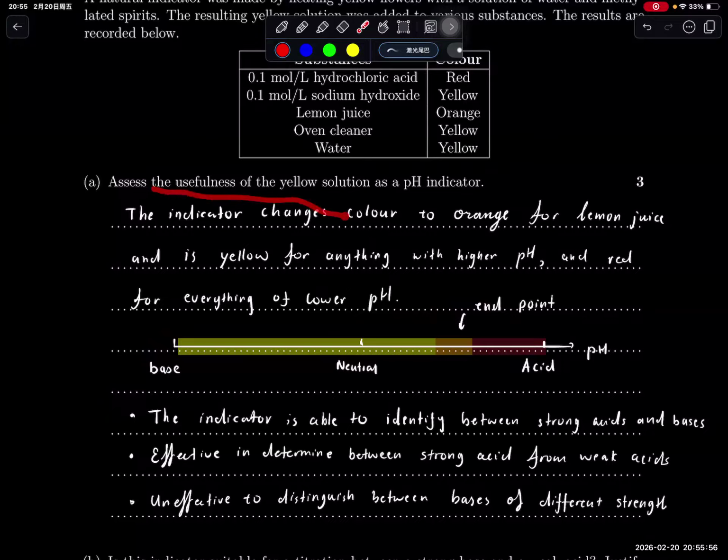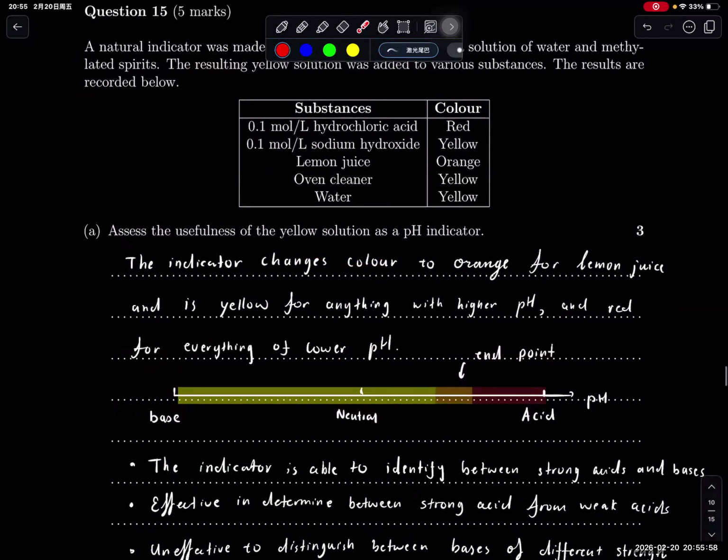Okay, so assess the usefulness for using this type of indicator where it changes color at different solutions, right? You should know what these solutions represent. This is a strong acid, this is a strong base, this is a weak acid, this is a weak base, this is neutral, right? So it tells you the pH changing range, the color changing range of this indicator, and you should be able to plot this diagram.